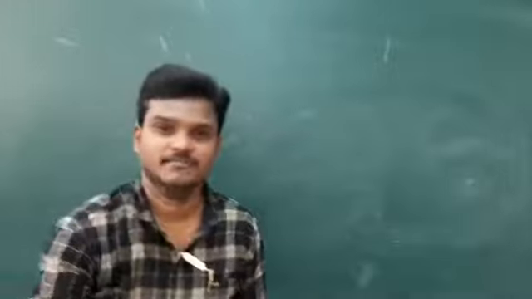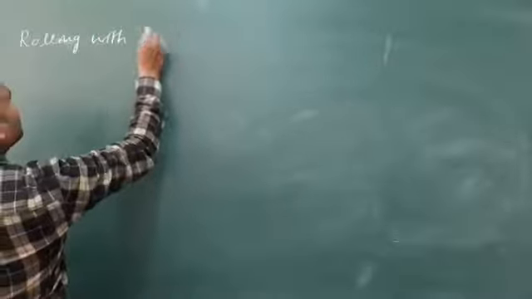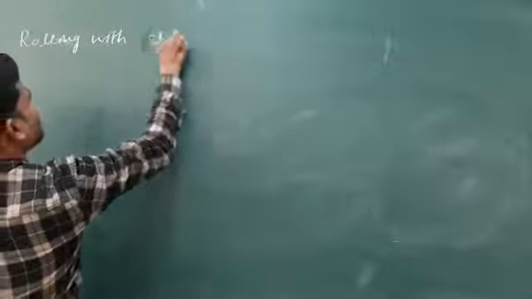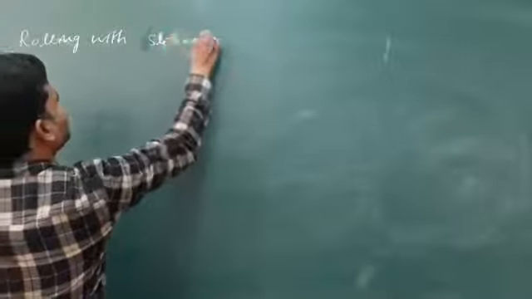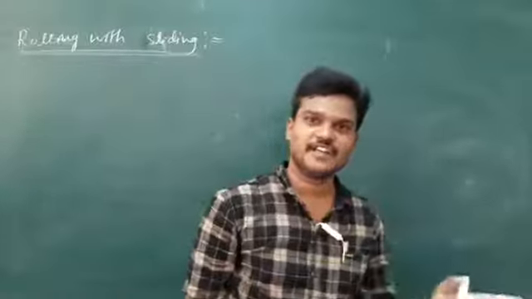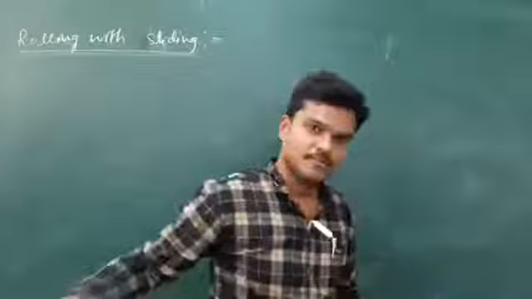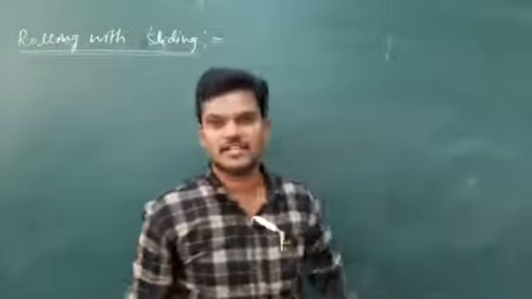Now next let us discuss rolling with some sliding. Rolling with sliding. So the previous concept is rolling without sliding, without slipping. Now rolling with sliding. Just imagine a ball. The ball rolls and maybe it will slide based on the given surface.